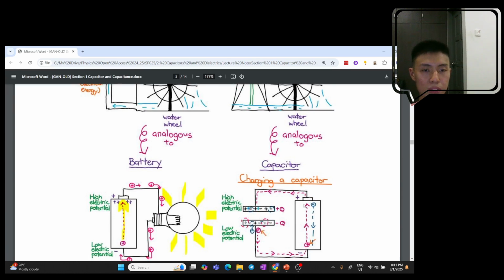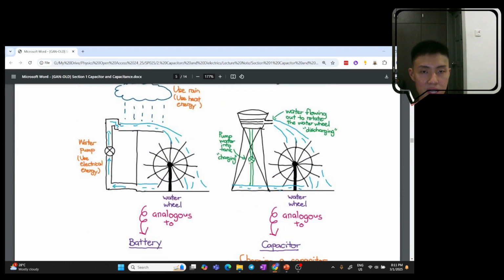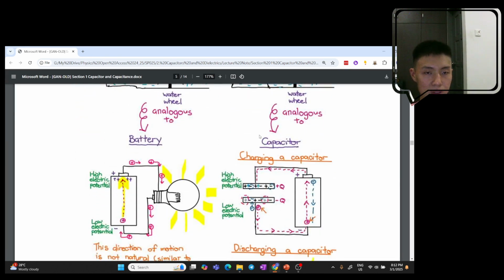So if you connect a battery to a capacitor, you are actually connecting the water pump to the water tank. So if you're connecting the water pump to the water tank, water will flow from lower ground to higher ground. Similar case over here, if you apply a battery to this capacitor, charges will move from the low electric potential region, which is the negative plate, to the high electric potential region, which is the positive terminal.